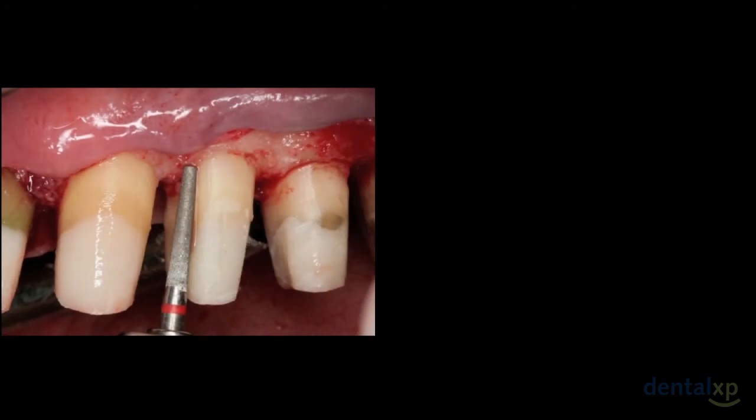Here we are using an F847 burr. The F stands for fine. So you can see that the tooth surface is even becoming smoother. What we're trying to get is an environment where the root surface is perfectly smooth for 360 degrees and meets the bone at a perfect interface for long-term maintenance.